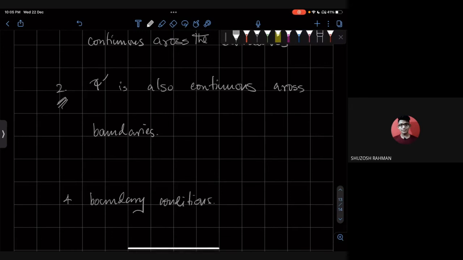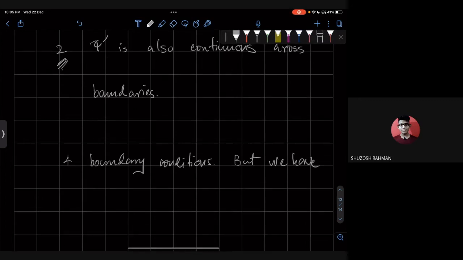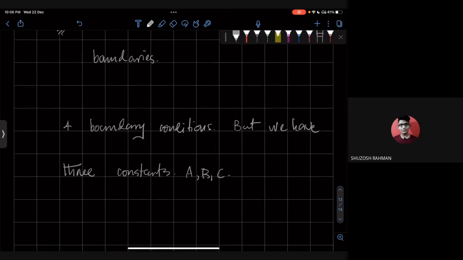But we have, quote unquote, three parameters, right? 3 constants. So that means A, B, and C. So this is why K is quantized, okay?